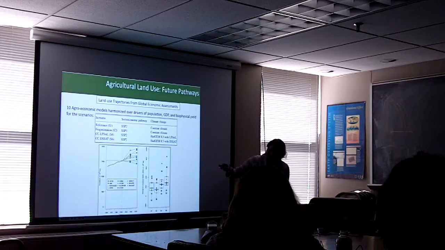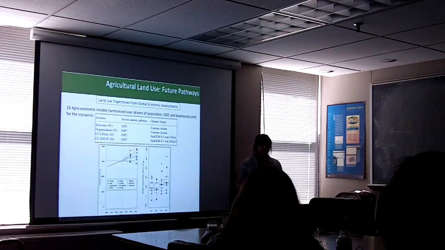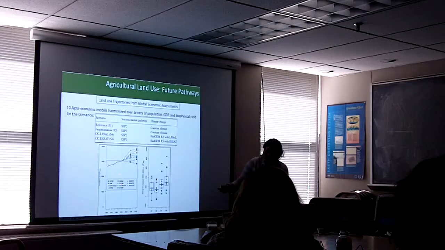And they ran 4 different scenarios, 2 of which also included RCP 8.5, the worst, most pessimistic climate change scenario. What you're seeing here is the spread between models of the change in cropped area. So this is the absolute cropped area, and this is just for one scenario.